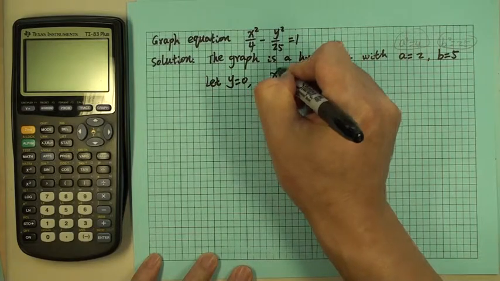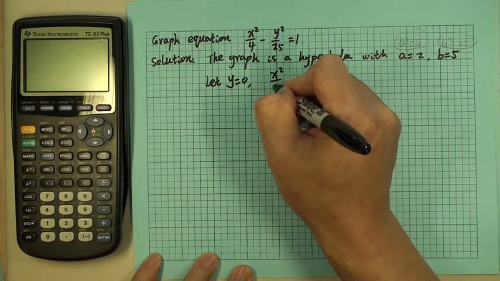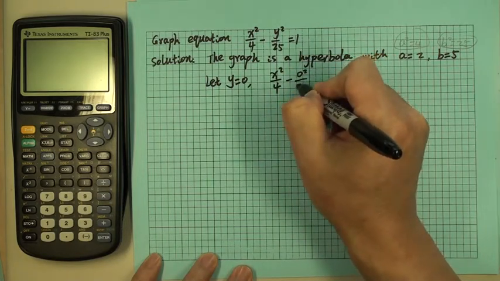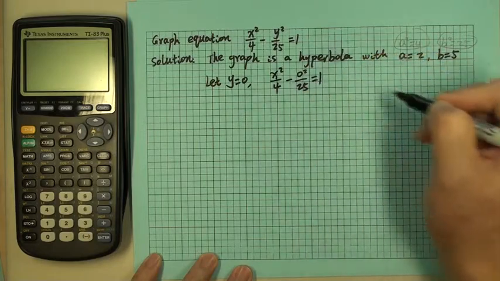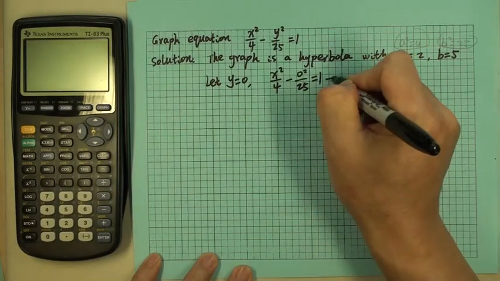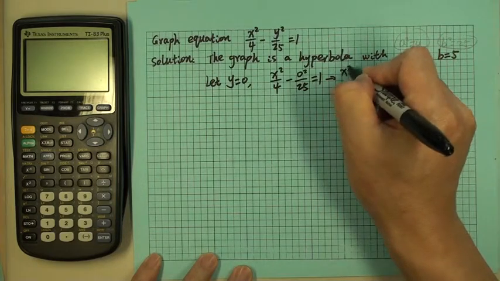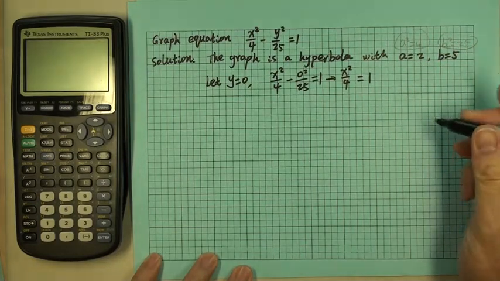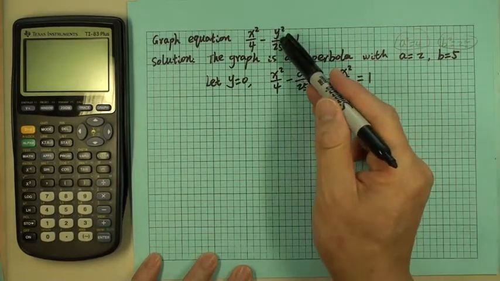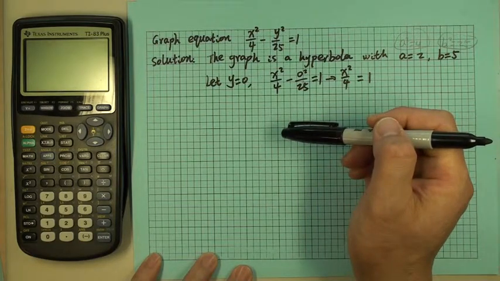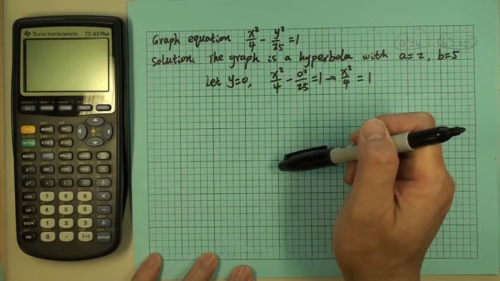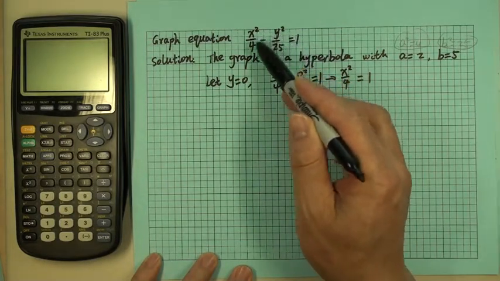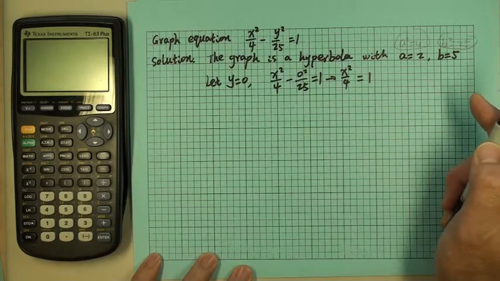You then get x squared over 4 minus 0 squared over 25 is 1. Then you will get x squared over 4 equals 1. You may ask, why do you want y to be 0? Because, first of all, 0 is a nice number. If I plug in 0 here, this term is 0, so it's easy for me to find x.